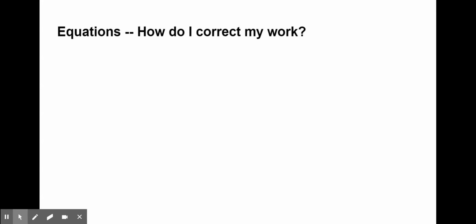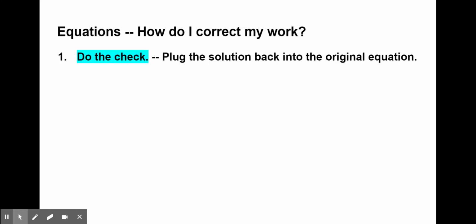Now that we've solved the equation, our next question should be, how do I correct my work? How do I make sure my answer is right? It's important to check your work so you can catch any mistakes you might have made, so that your answer is accurate, your answer is correct. So the first thing we should do is our check.